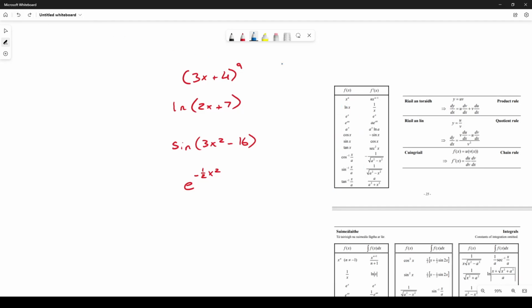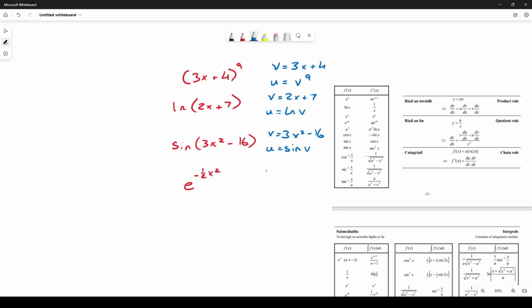So in the very first example, we would say v is 3x plus 4, u would be v to the power of 9. U always has to have v in it. U is always the original thing, just with v swapped in for whatever you said v was. Here we'd say v is 2x plus 7. U would be ln of v. Here v is 3x squared minus 16. I just made all these up. These could be absolute garbage numbers.